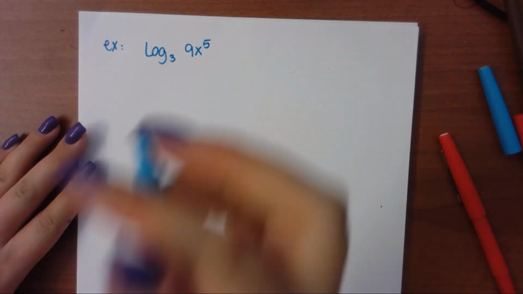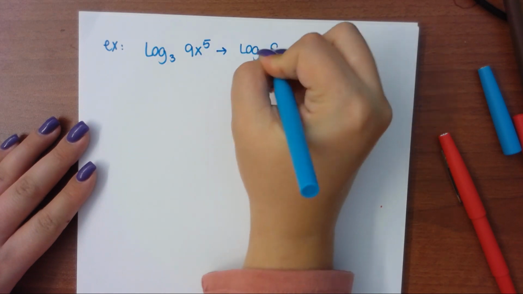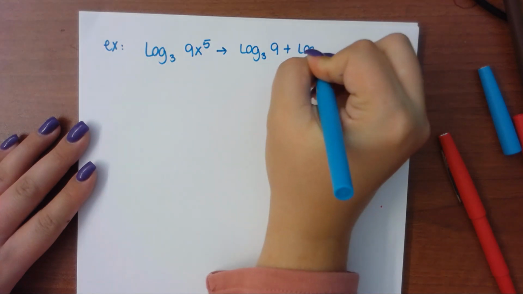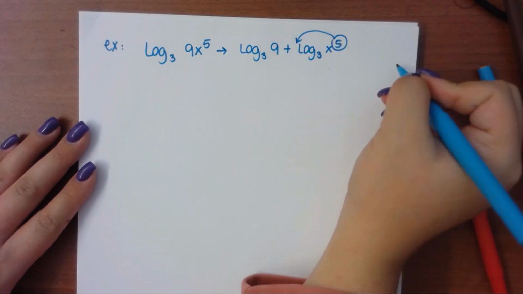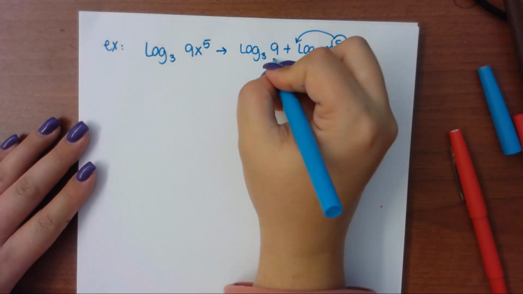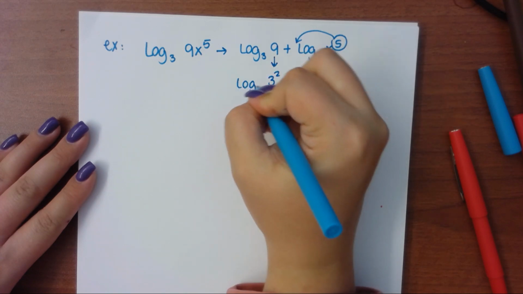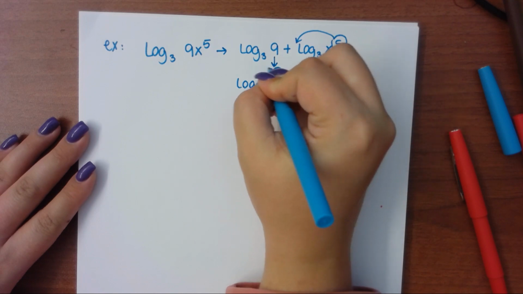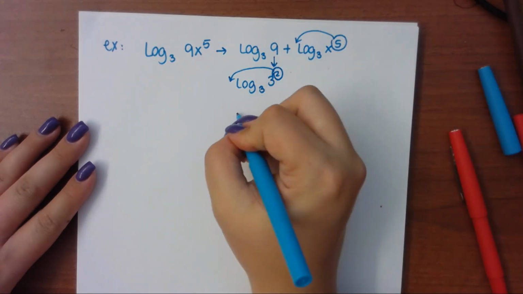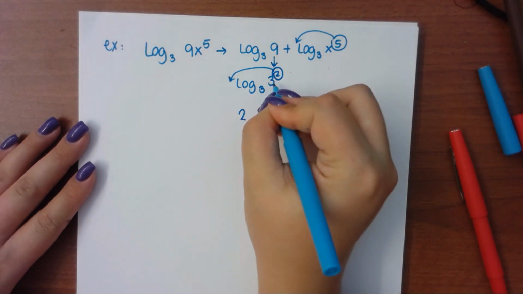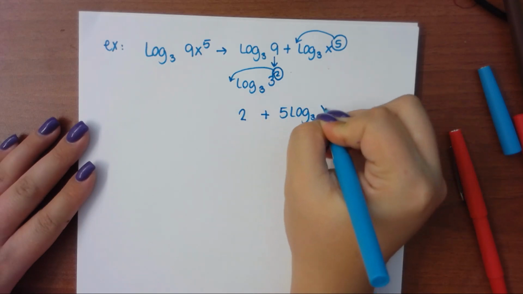So I have the multiplication here, that becomes addition. So this is going to expand to log base 3 of 9 plus log base 3 of x to the 5th. We will take care of that 5 and bring it out front of my logarithm. But we're going to rewrite 9 as 3 squared. And that's going to be log base 3 of 3 squared. And then we're going to do the same thing with that too and bring it out front. So I'm kind of doing this at the same time. So I know that I'm going to have 2 times log base 3 of 3 is 1 plus 5 times log base 3 of x.